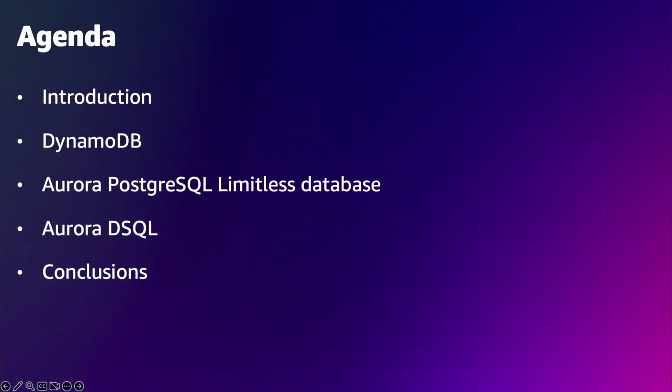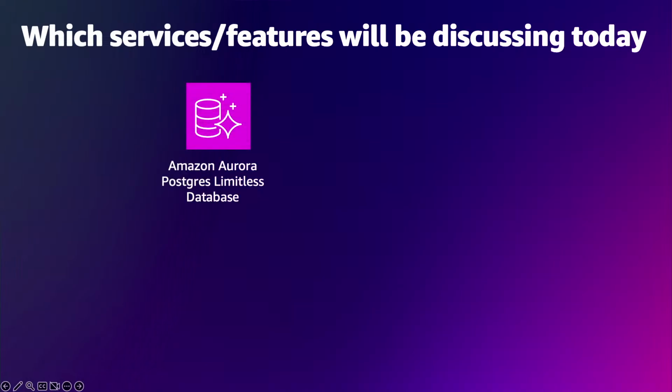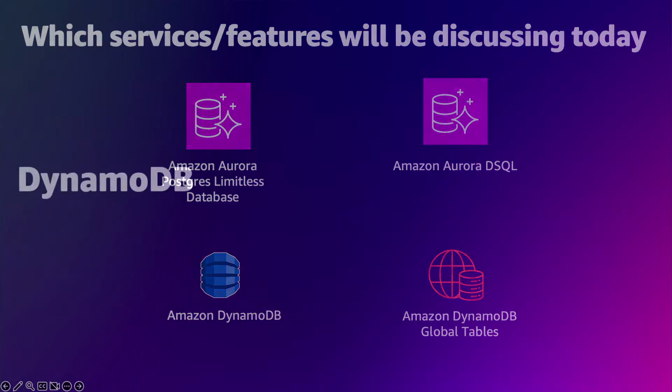Let's look at our agenda. It was already mentioned. Introduction, a bit of DynamoDB, Aurora PostgreSQL Limitless database, Aurora DSQL, and then final conclusions. And hopefully we will have time for your questions as well. Which services and features will we be discussing today? Of course, Amazon Aurora Postgres, the DSQL, Amazon DB, and Amazon DynamoDB global tables. So let's start with DynamoDB.